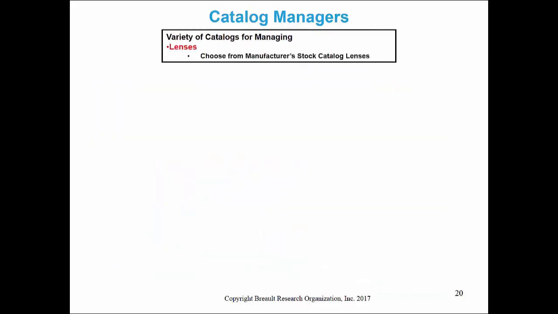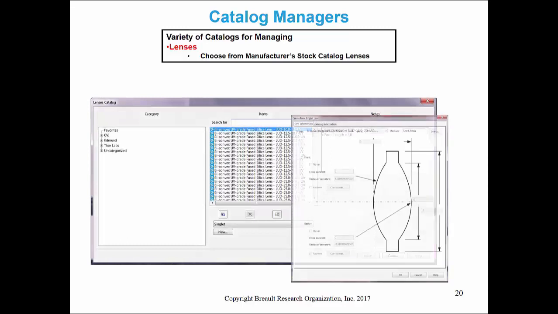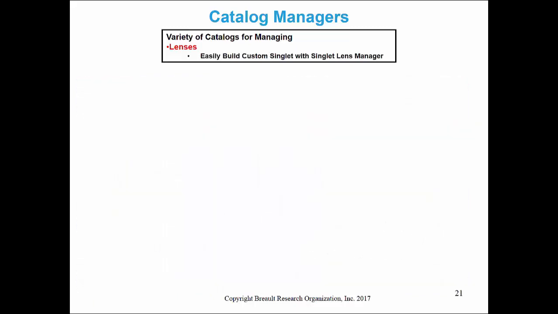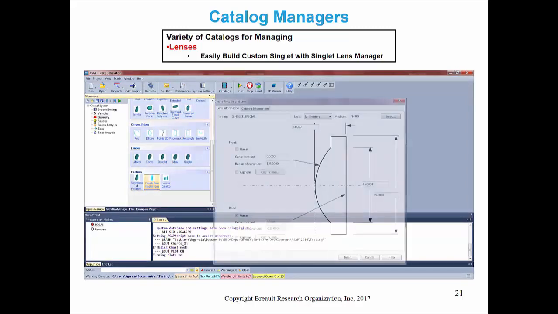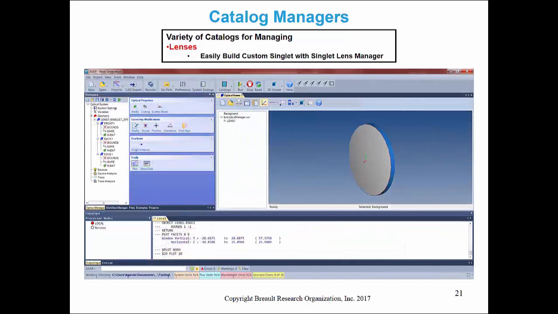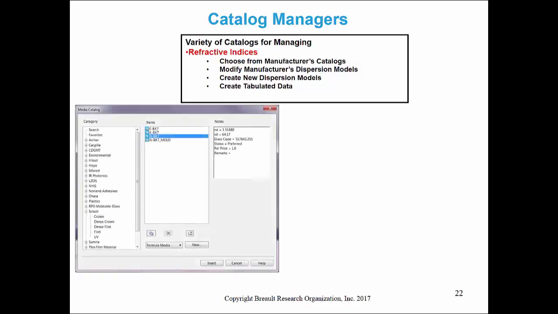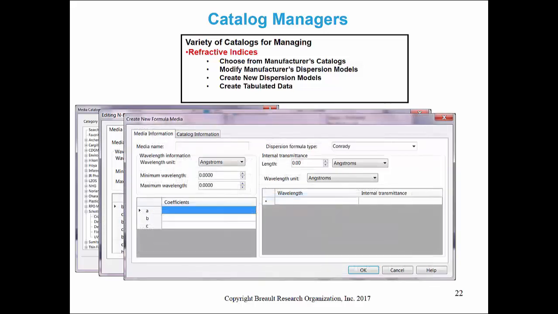The lenses catalog contains a wide selection of manufacturer stock lenses. You can search for stock lenses in the catalogs and use them, copy and modify the stock lenses and insert them in your model, or you can create singlet lenses from scratch by entering their optical prescription and inserting them into your model. The media catalog allows you to choose from or create a wide variety of refractive index materials. Choose refractive indices from the catalog, create refractive indices through media formula or dispersion formula, or create refractive indices through table data.